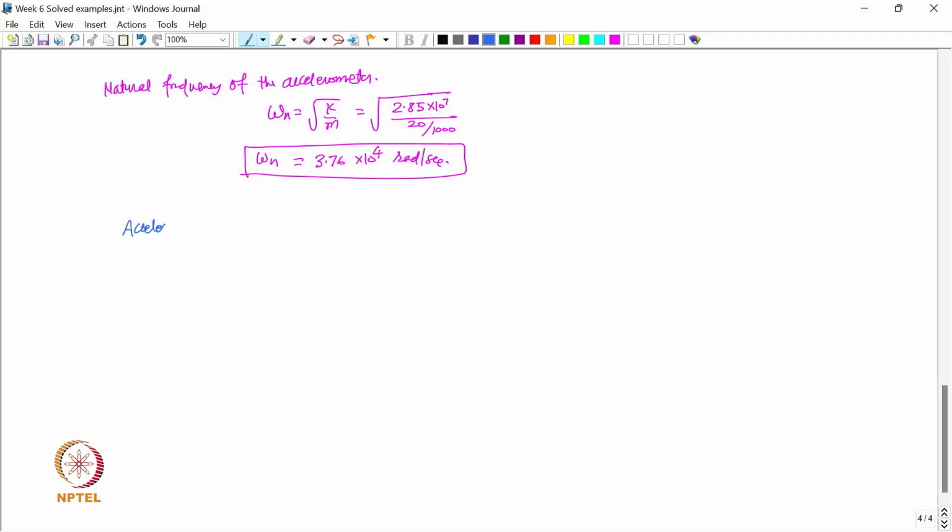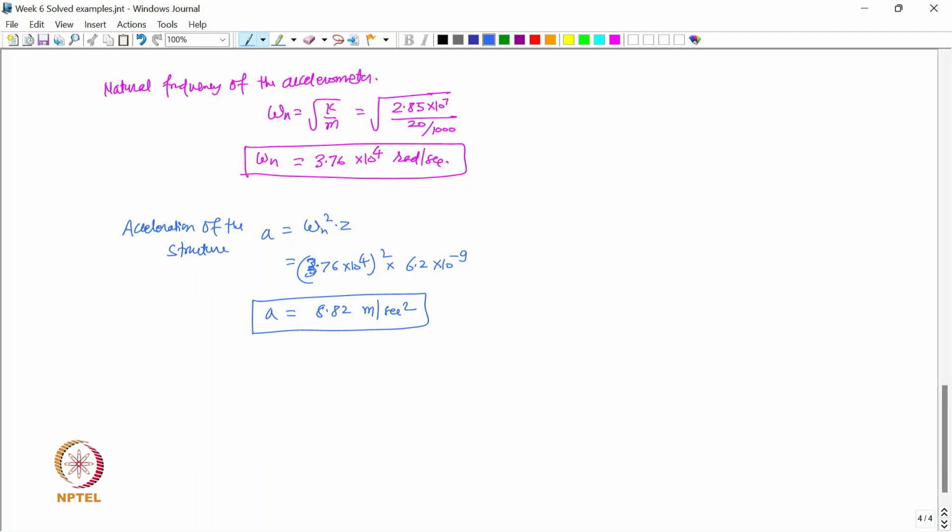therefore, the acceleration of the structure A would be equal to omega n square z, which means 3.76 into 10 to the power 4 square multiplied by 6.2 into 10 to the power minus 9 meters, and that gives me around 8.82 meter per second square. So, that is nothing but the acceleration of the structure. So, that is how the accelerometer can be used to measure the acceleration of the structure.